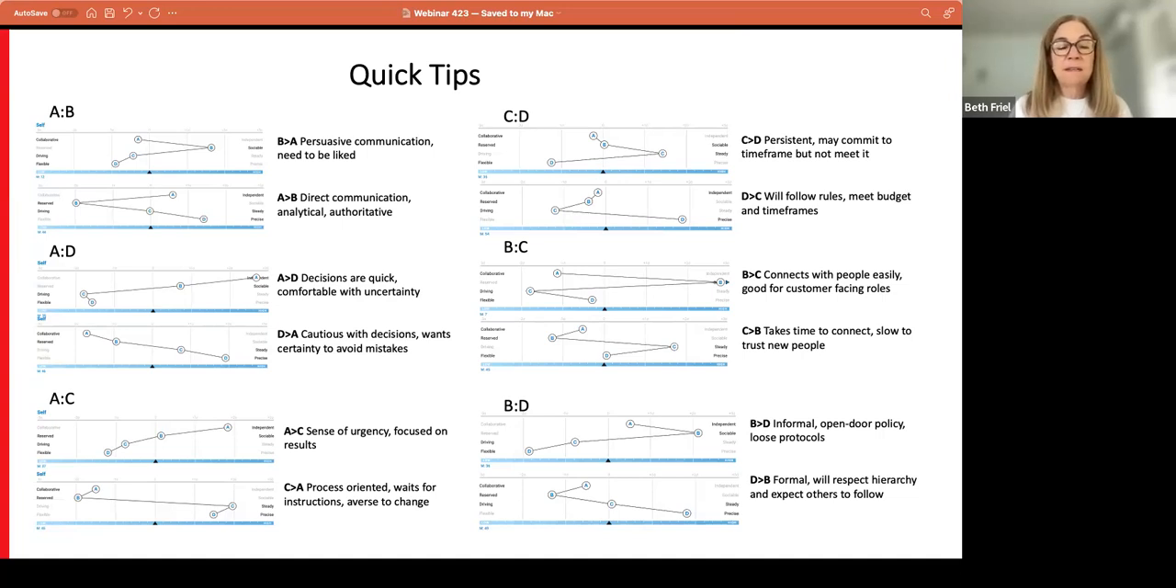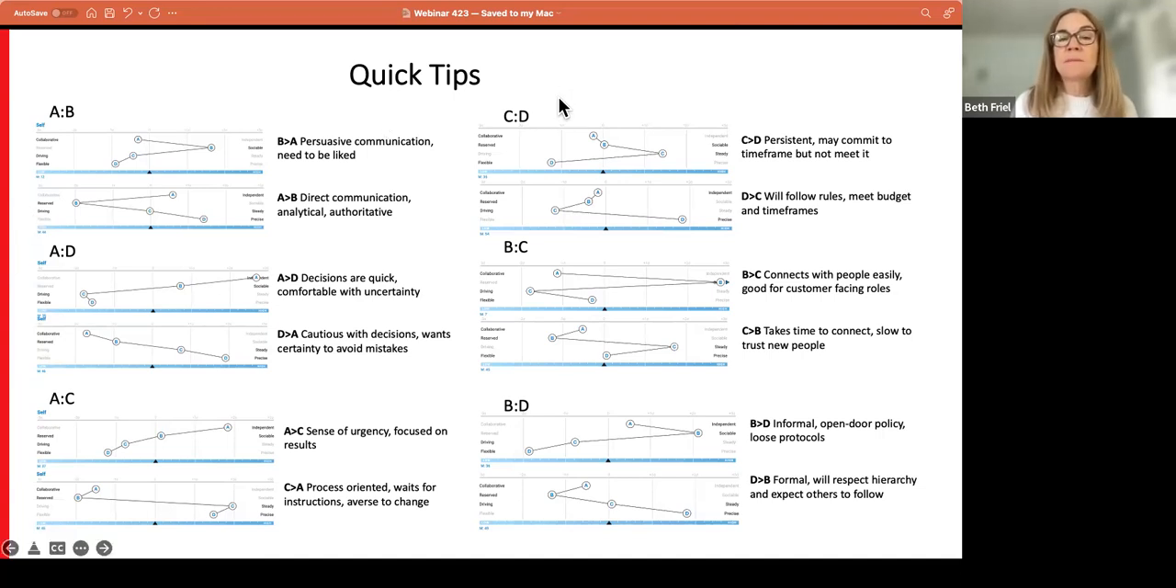A and C, when you see that A higher than C, these people have a sense of urgency. They want to get stuff done. Time is important. C higher than A, they're more process oriented, responsive, patient listeners.